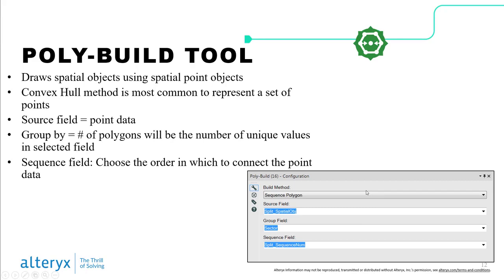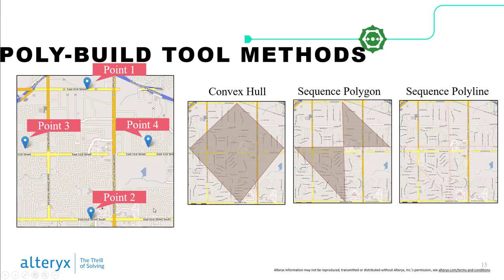Now the inverse tool that we have of that is called the polybuild tool. So this tool will take a series of points and build them up. So in this case we have a sequence polygon. We'll say we have 5 points numbered 1 through 5. We can choose all those points and say group them by this value. In this case we'll just assume we're one object, so there would be no group by. But we will say the source field that we want to group by is by these spatial objects, and the sequence that they're in is 1 through 5, so we'll draw them in that order.